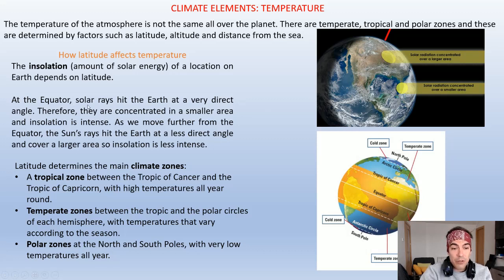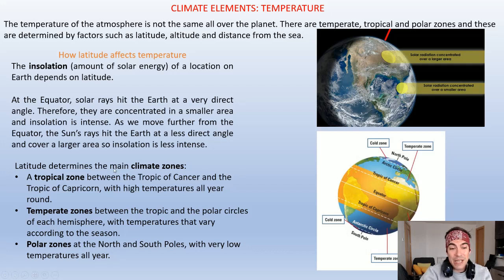So at the equator, solar rays hit the Earth at a very direct angle. It's close to a 90-degree angle, like this. Therefore, they are concentrated in a smaller area and insolation is intense. As we move further from the equator, the sun rays hit the Earth at a less direct angle and cover a larger area, so insolation is less intense, okay? It's not the same if the sun rays hit here in this part than if they hit here.